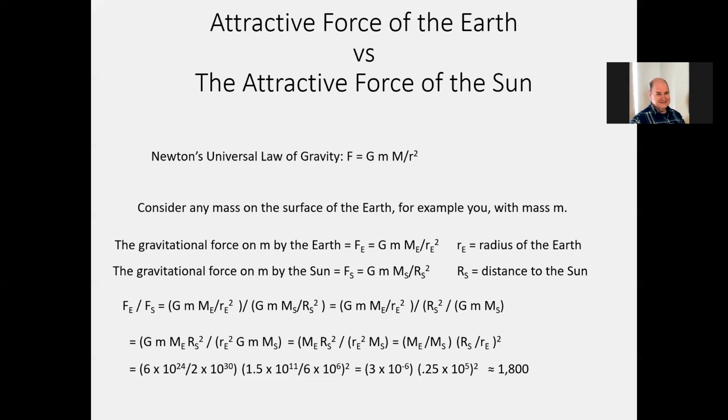So we are safe that the pull of the Earth is almost 2,000 times stronger than the pull of the sun on any given mass. Notice the individual mass that we were concerned about dropped out of the whole expression, that this ratio of forces is the same no matter what mass you're considering.